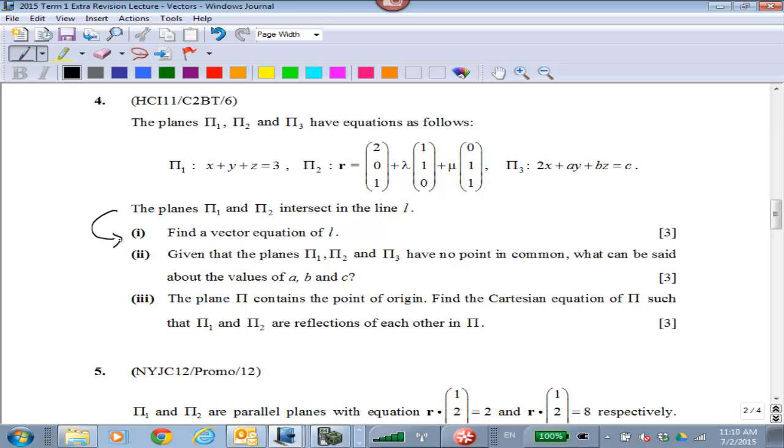Intersection between two planes. How do you solve? What is the method to solve? GC. But to use GC, I need the equation to be in what form? Cartesian form. Is this in Cartesian form? So how to change it to Cartesian form? I need to go through scalar product form. To go through scalar product form means that I need the normal. No choice. So let's go. Okay?